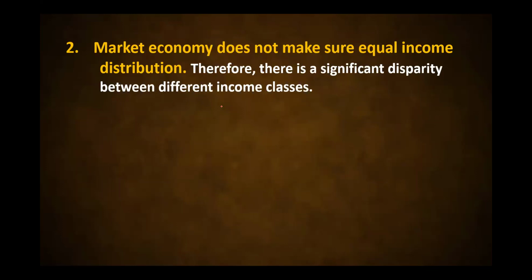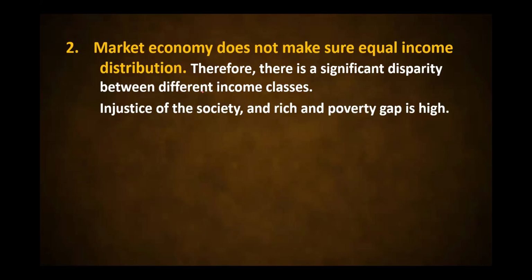Second one, write down. Market economy does not make sure equal income distribution. Therefore, there is a significant disparity between different income classes. That means income disparity. The gap between rich and poor is high. Why? Because it is not concerned about equality. So that's the second one. Injustice of the society, and the rich and poor gap is high.